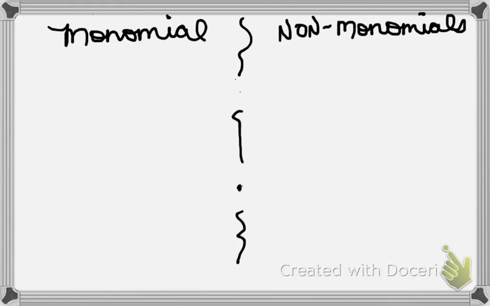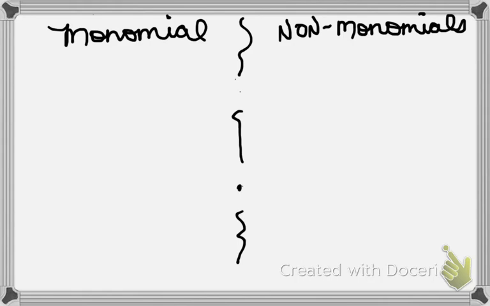or monomial is what some people call it. A polynomial is a sum or difference of monomials. So what is a monomial? In this slide here, I want to do a monomial and a non-monomial. Alright, so what is a monomial?